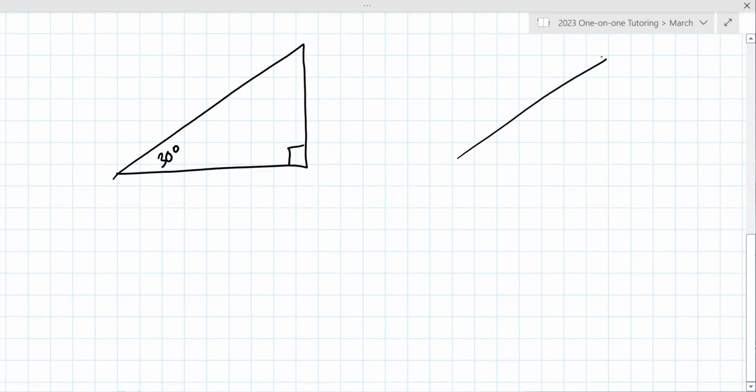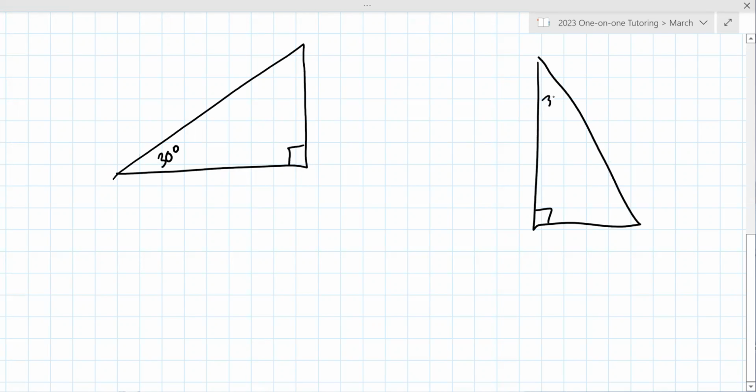So the reference triangle here, let me draw it the standard way. So 30 degrees, 60 degrees. The short leg is x. The long leg is x root 3. Notice it's across from the 60. And then the hypotenuse is 2x.